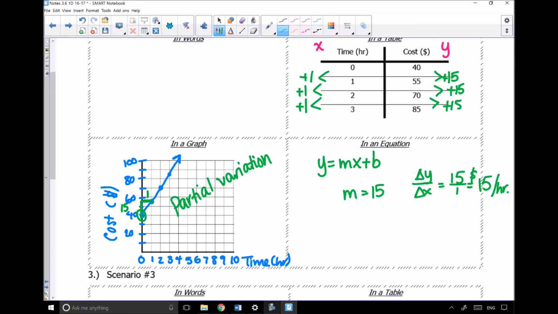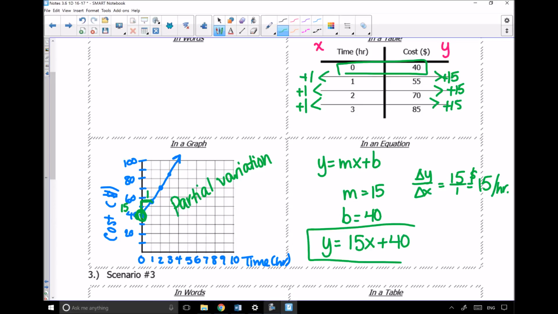Now, my initial value, where did I start at? I can find it two different ways: by looking at my graph, seeing that it starts at 40, or looking at my table and looking for when x is 0. And when x is 0, my starting amount is 40. So then I can say that my equation is y equals 15x plus 40. So that's my answer right here.